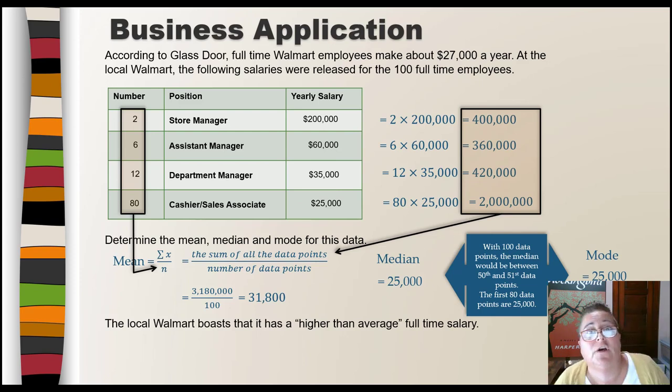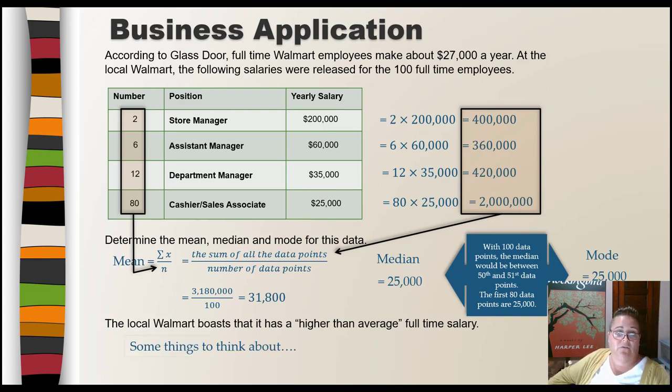All of this is well and good until the local Walmart boasts that it has a higher than average full-time salary. So I ask you, are they misrepresenting this data? Is their full-time salary higher than average?